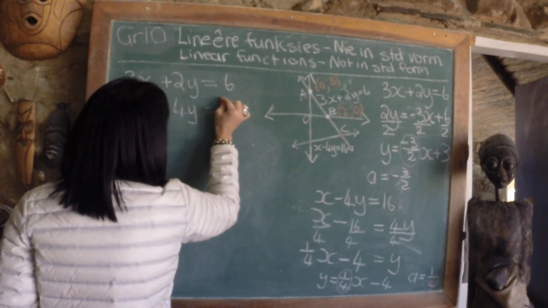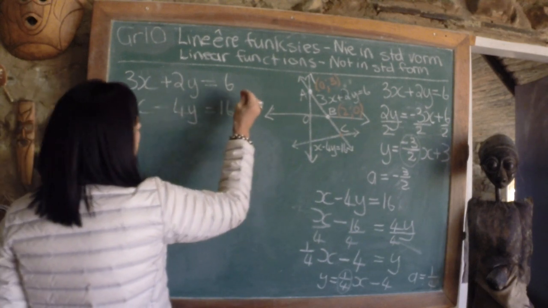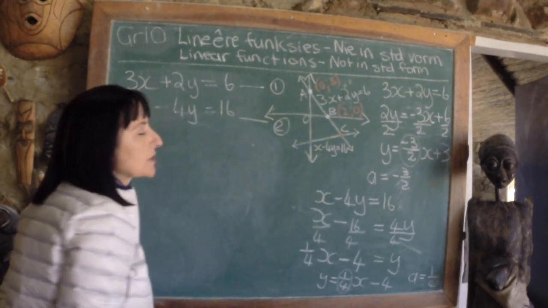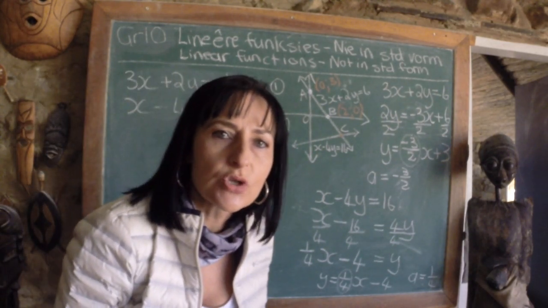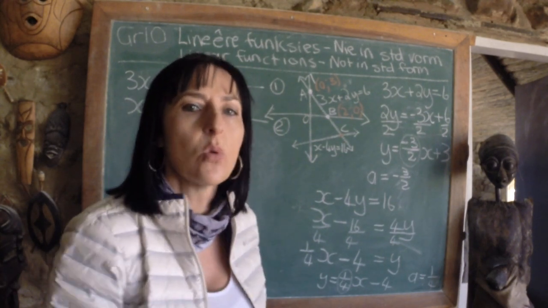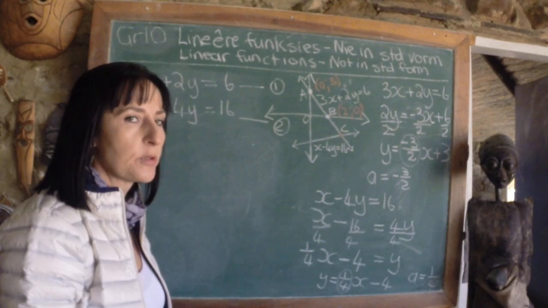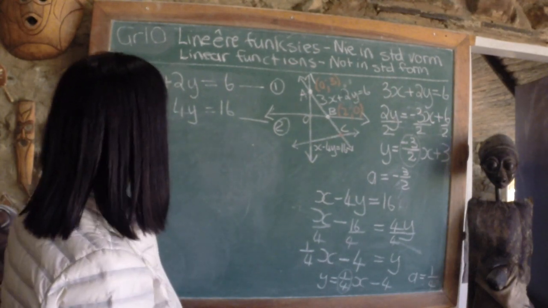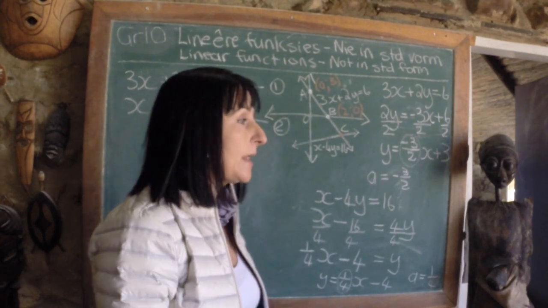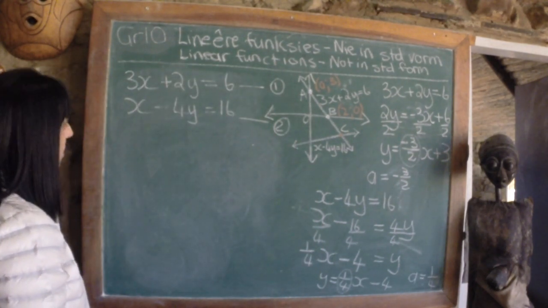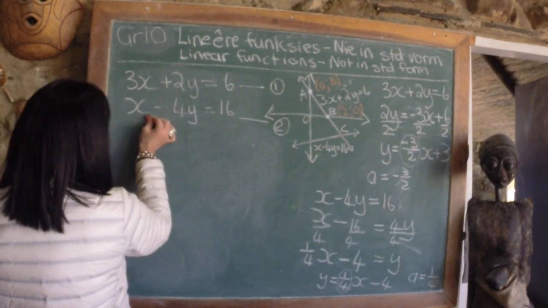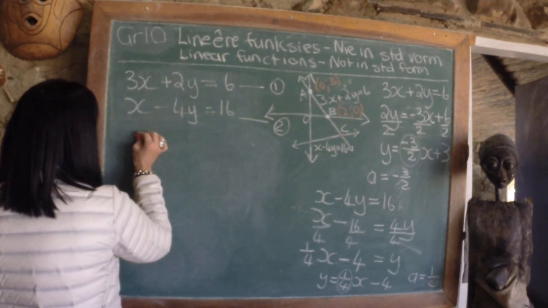En al wat jy nou moet doen is, you mark it as number 1 and number 2, en nou gaan ons gelyktydig oplos. We're gonna solve simultaneously. Nou daar is twee maniere hoe ons geleer het om gelyktydig op te los. You can either use elimination or substitution. Eliminasie of substitusie. Kom ons gebruik substitusie en ons gaan sê, let's make x the subject of this equation.